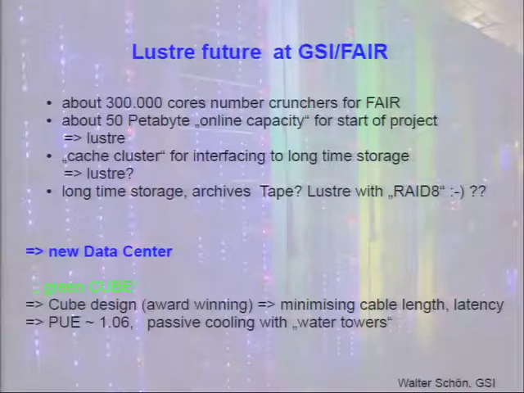Now, what will the future bring for GSI and FAIR? We will have to run about 300,000 cores. This is our estimate for the start of the FAIR experiment. We estimate something like 50 petabyte as an online cache for immediate analysis of the data. And this should be done with Lustre. Maybe we will use a cache cluster for interfacing the long-term storage. Maybe a good solution for this would even be Lustre. We have to investigate.